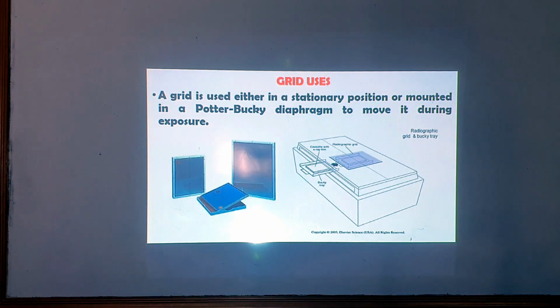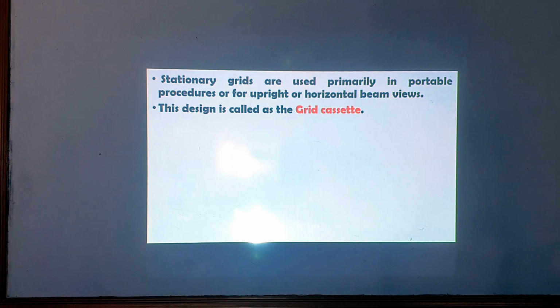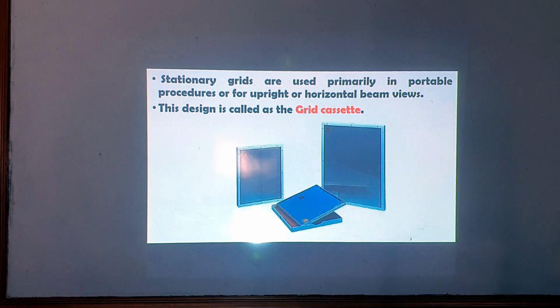Now, what about grid uses? A grid is used either in a stationary position or mounted in a Potter-Bucky diaphragm to move it during exposure. Stationary grids are used primarily in portable procedures or for upright or horizontal beam projections. This design is called your grid cassette. A grid cassette is usually employed, guys, for portable procedures.